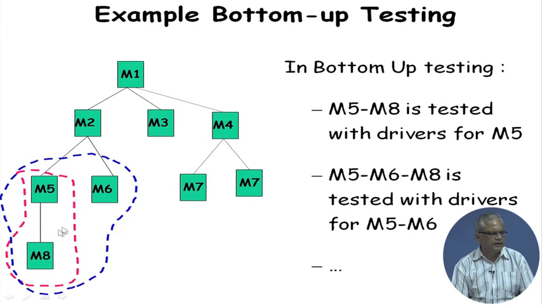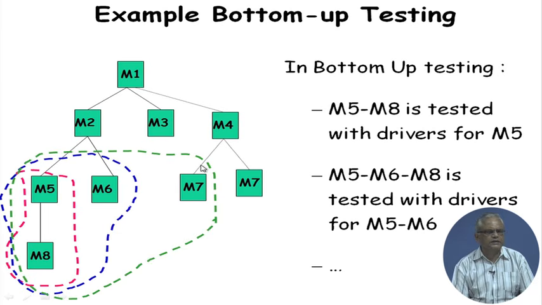Now, once M5 is successfully integrated with M8, we take up M6 and integrate with M5 and M8, and then we need drivers for both M5 and M6, because some software must call M5 and M6. We have not yet integrated M2, and therefore, we need 2 drivers here, and then we integrate one more, and now we need 3 drivers, and then we check whether these are working correctly. If not, we fix the bugs.